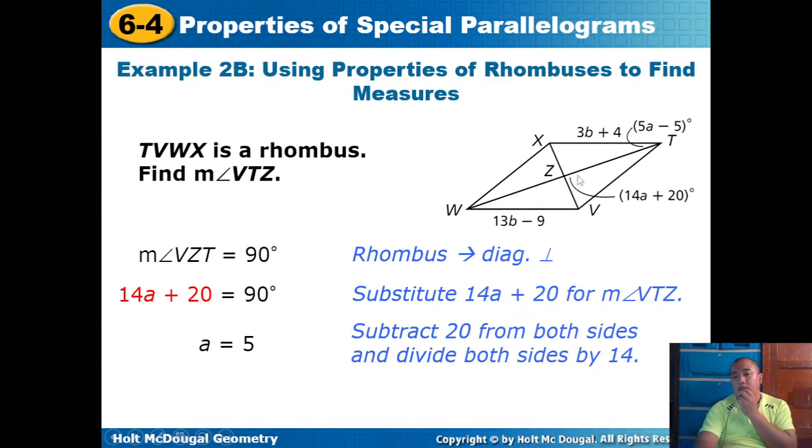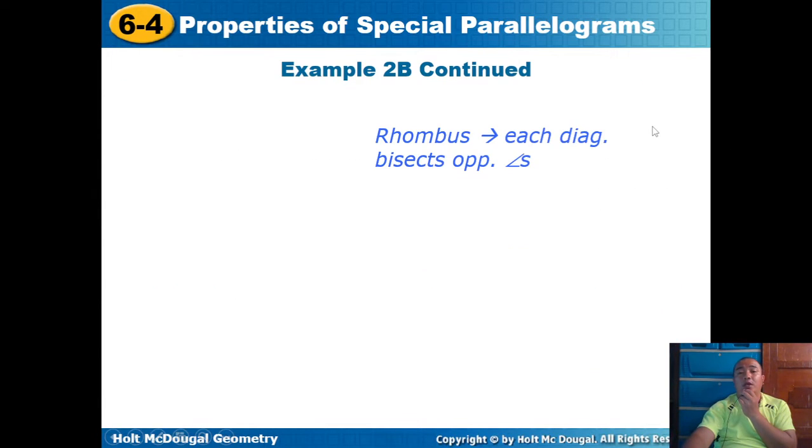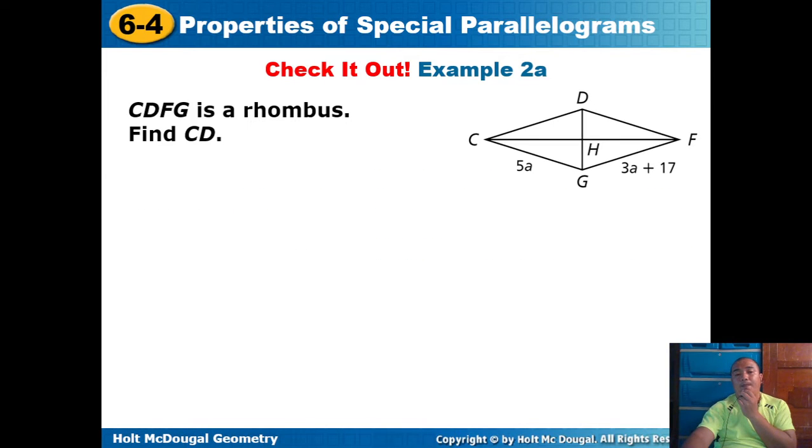So, pag 70 yan, and a is 5, substitute mo yung a, yung 5 there. 20 degrees ang angle VTZ.